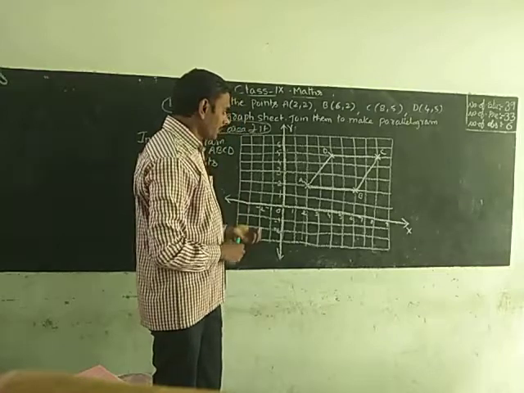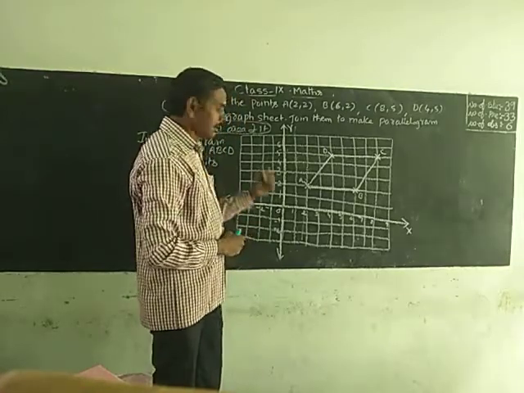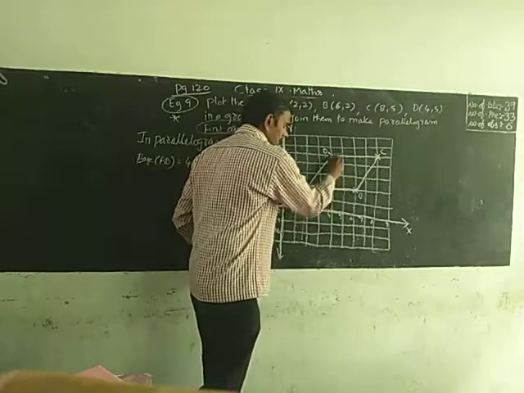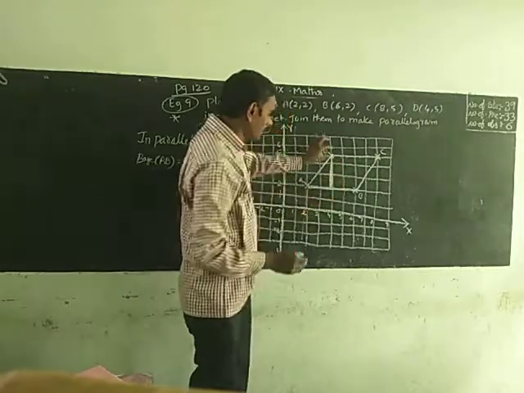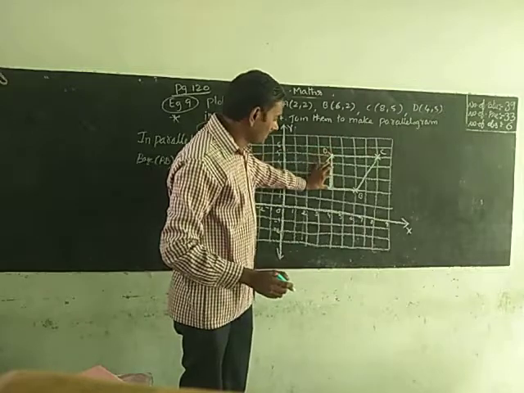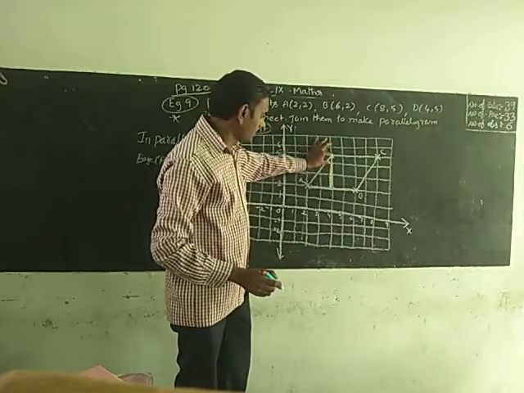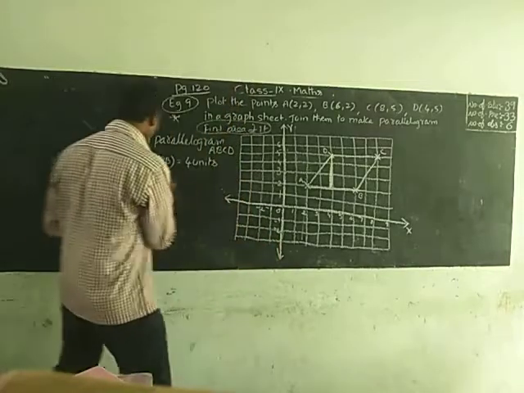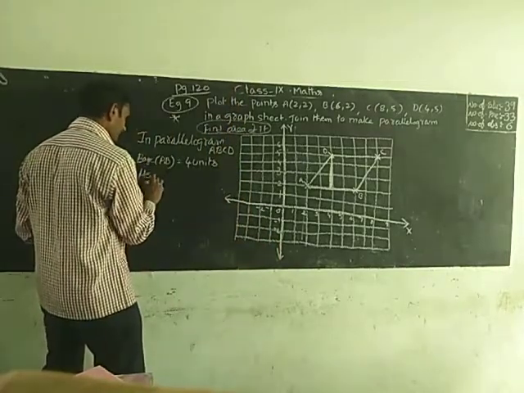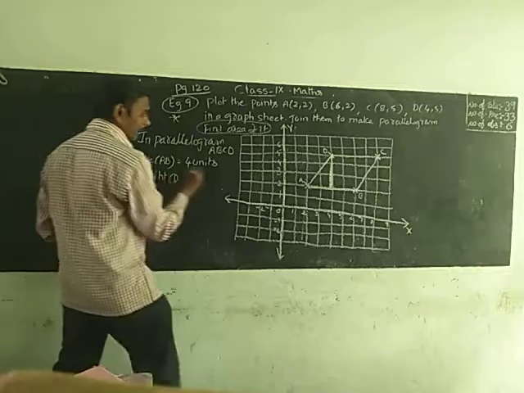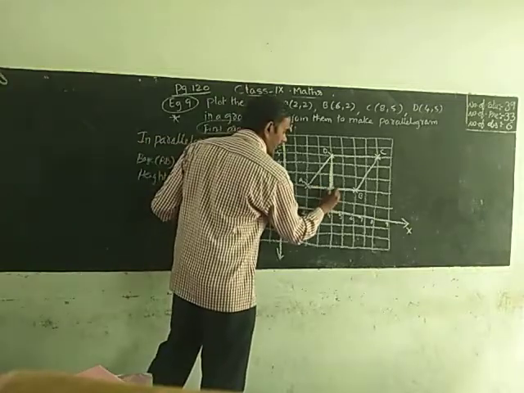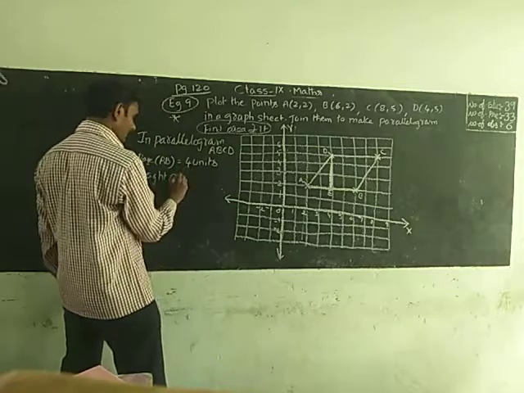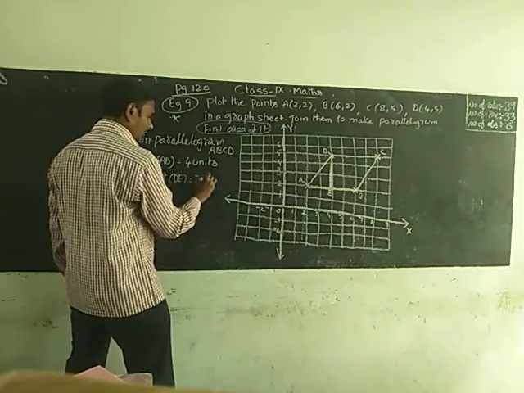Now you can find the height. This is the height. How many boxes does it occupy? 1, 2, 3 boxes. 3 boxes, each one 1 unit, so 3 units. Here I want to write the point E. Height DE equals 3 units.